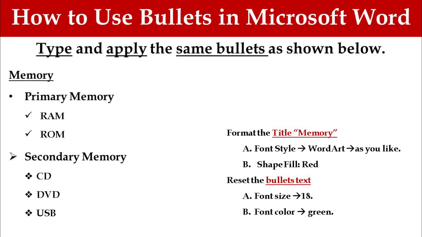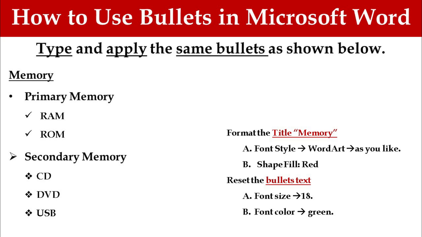Type and apply the same bullets as shown right here. After applying the same bullets, format the title Memory. Font style, word art as you like. Shape fill, red. Reset the bullet text: the font size is 18 and font color is green.